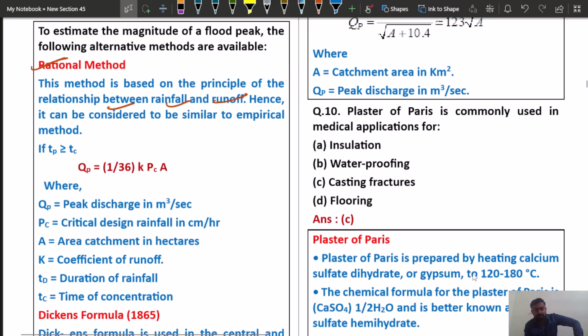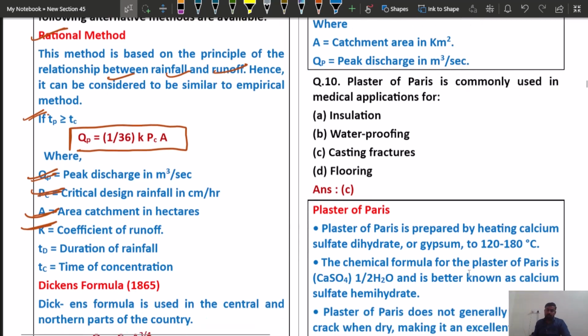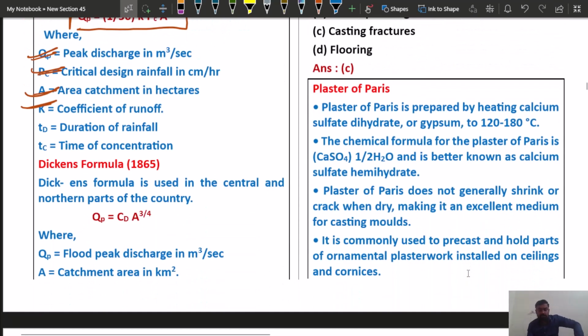This is an empirical method where, if TP, the duration of rainfall, is greater than the time of concentration, then this formula is used: QP equals 1 by 36 K into PC into A, where QP is peak discharge, PC is critical design rainfall in centimeters, A is area, and K is the coefficient of runoff. Other methods include Dicken's formula, given in 1865.